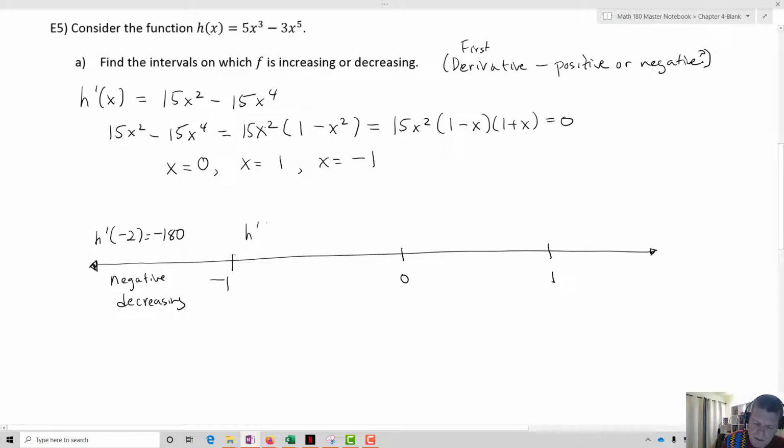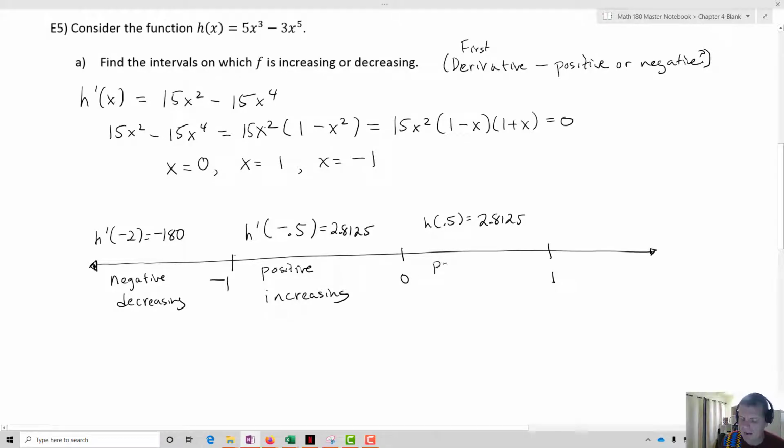Now we'll choose h prime of negative 0.5, and that's going to equal 2.8125, which is positive, and so the function will be increasing on that interval. Now we'll do h prime of 0.5, and that'll also be 2.8125, so that'll also be positive and increasing on that interval. And then we'll have h prime of 2, and that'll equal, again, negative 180. So that'll be negative, and hence decreasing.